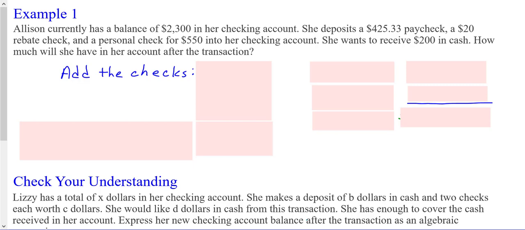So we're going to look at Allison and a transaction that she went to the bank to put money in and take money out of her checking account. So Allison currently has a balance of $2,300 in her checking account. She deposits a $425.33 paycheck, a $20 rebate check, and a personal check for $550 into her checking account. She wants to receive $200 in cash. How much will she have in her account after the transaction?